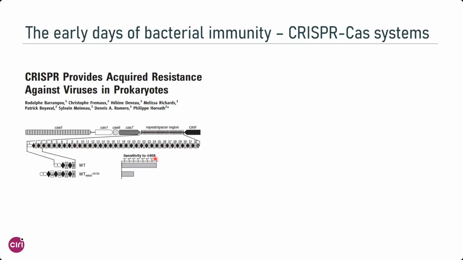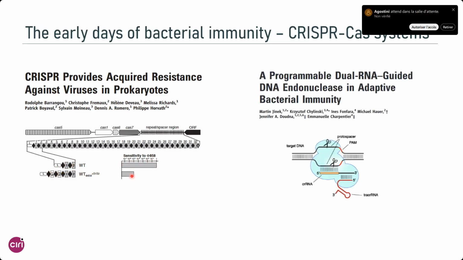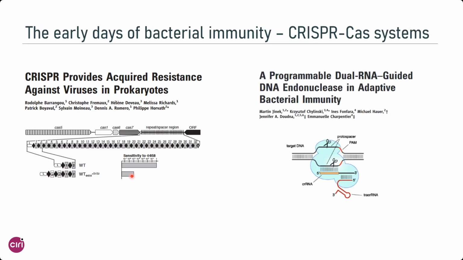So typically they found that if you take an initial strain of Streptococcus that carries two of these spacers, it is sensitive to a phage that is called phi-858. But if you evolve this bacterial host to acquire resistance against this phage, then the CRISPR array acquired two more spacers, and this would be sufficient to make the bacterial host resistant to the phage. And so it was the first time that there was strong evidence that CRISPR-Cas was actually an immune system against phages.